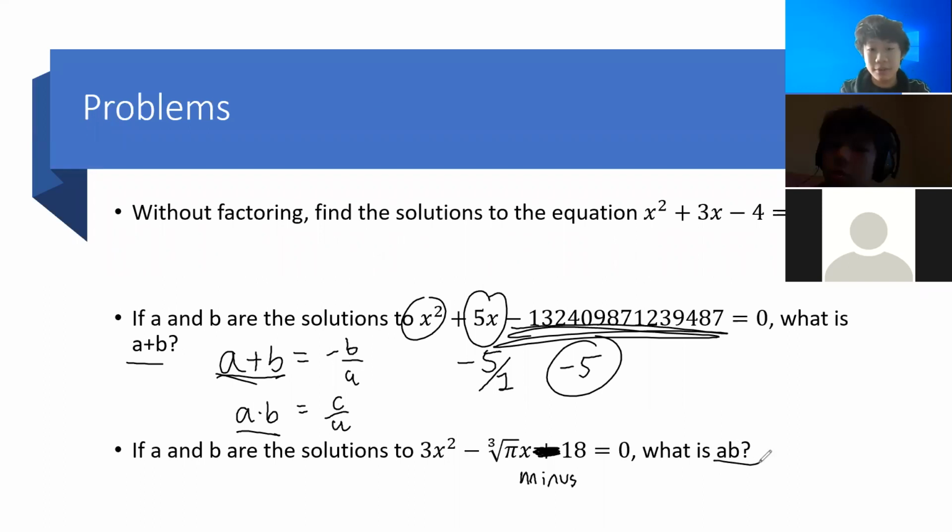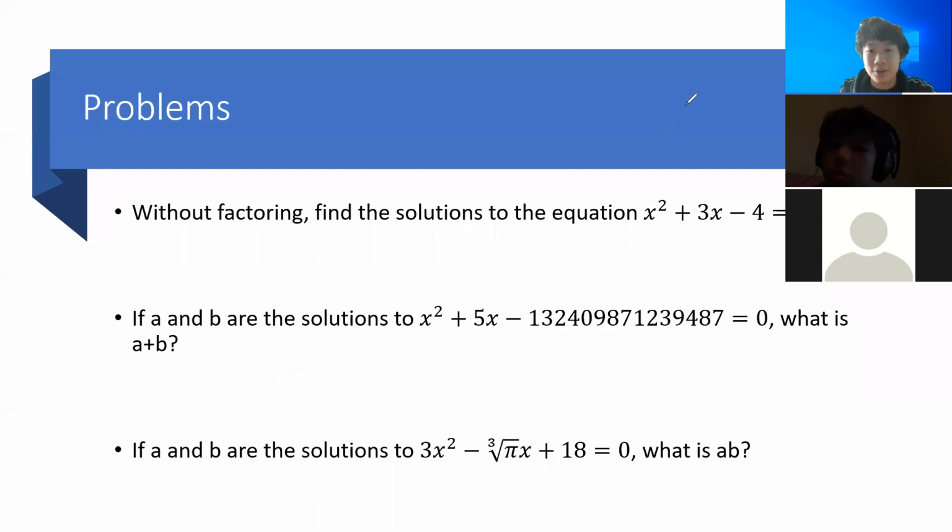Okay? Next one, very similar. All you want to find is AB. We don't care about what that is, right? So what's that going to be? AB is going to equal C over A, which means negative 18 over 3, negative 6. And that's it. Okay? So with Vieta's formulas, we can find what the product of the roots is, even though we don't know what exactly the roots are. We don't know exactly what numbers A and B are, but we know what A times B is. That's kind of the cool thing about Vieta's.